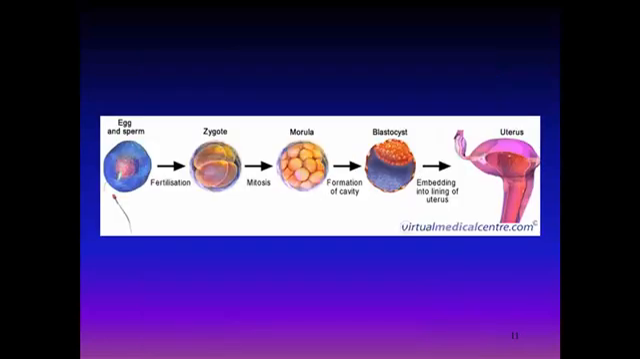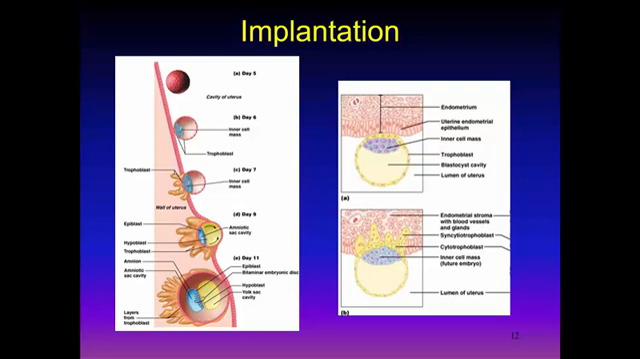Again, another picture: fertilization called a zygote, morula, and blastocyst. The blastocyst, again, is implanting around day 6 and 7. The inner cell mass of the blastocyst, which you can see right here, is what's going to become the future baby. The outer cells are called the trophoblast, and that's going to become the placenta.